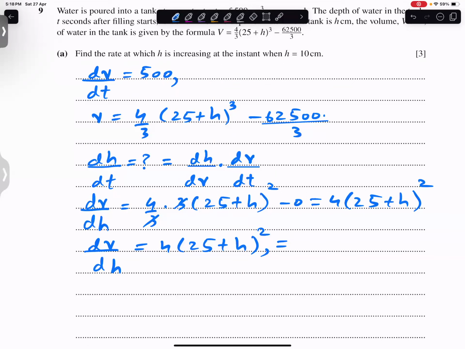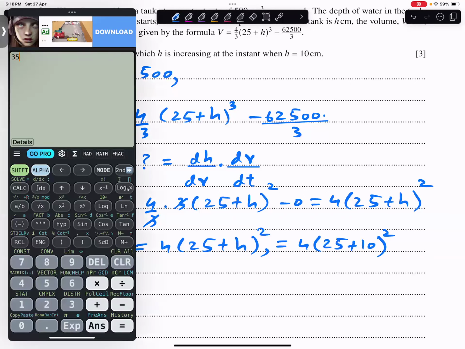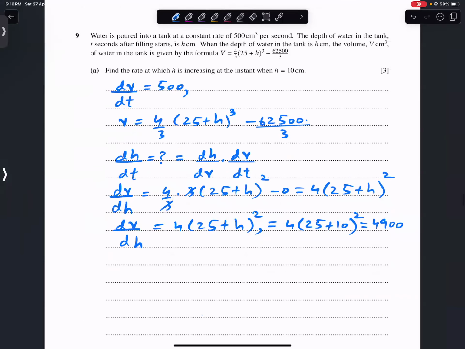Now use the value of h as 10. So 4 into (25 plus 10), so 35 square times 4 will be 4900. So dh over dt is equal to dh over dv, which is 1 over 4900, into dv by dt, which is given in the question, 500. So this will be 5 over 49. So this is the rate of change of h.